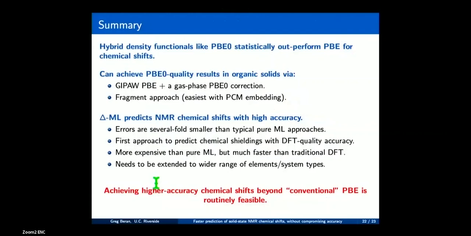you can do better than GPA type calculations by switching to hybrid functionals, and it doesn't have to be hard to do so. Like I said, things like GPA plus the simple gas phase correction can work really well. It doesn't take much computer time. It doesn't take much human effort.